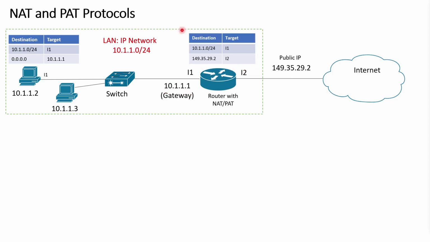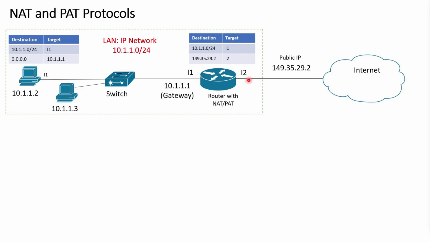In the route table of the router, if the destination is the local area network, we send the traffic to the interface I1. And if the destination is not the local area network, we send the traffic to internet via the interface I2, this one.